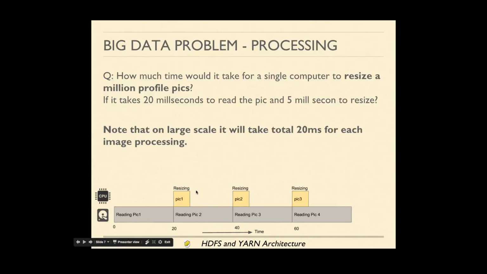Why? Because while we are resizing the previous pic, so here we are reading the pic and then resizing it, then reading another one, resizing it, reading another one, resizing it. So the resizing is happening parallel to reading another pic. It's a very important aspect, and this is something which I did at Amazon while building the tool that displays Amazon.com's product image selection.